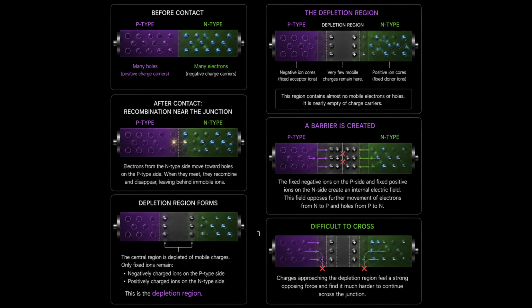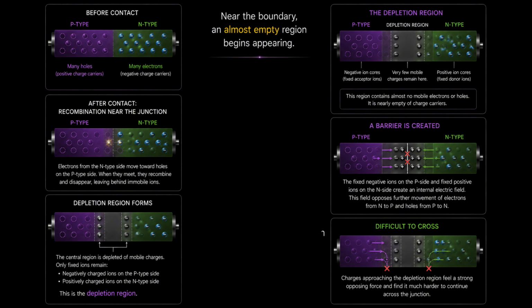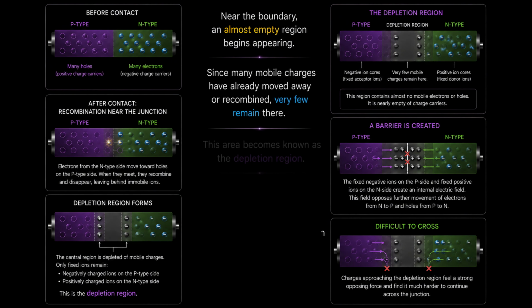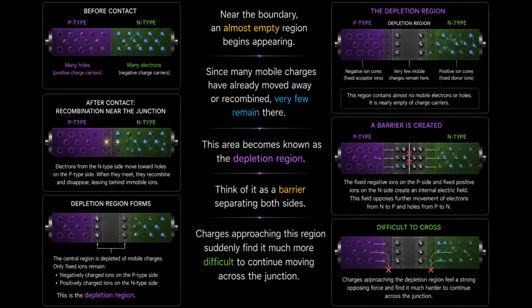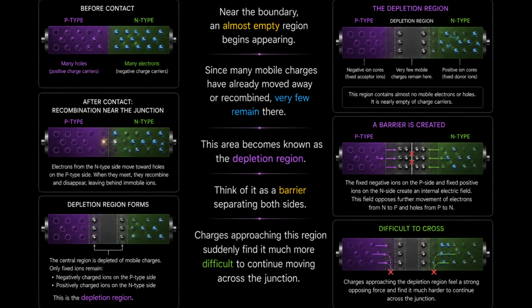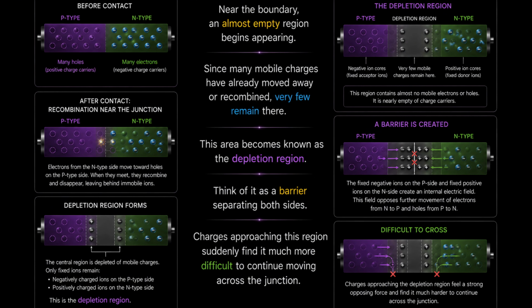Near the boundary, an almost empty region begins appearing. Since many mobile charges have already moved away or recombined, very few remain there. This area becomes known as the depletion region. Think of it as a barrier separating both sides. Charges approaching this region suddenly find it much more difficult to continue moving across the junction.